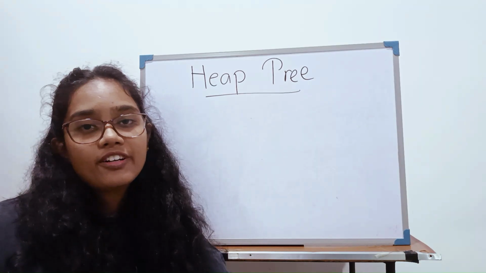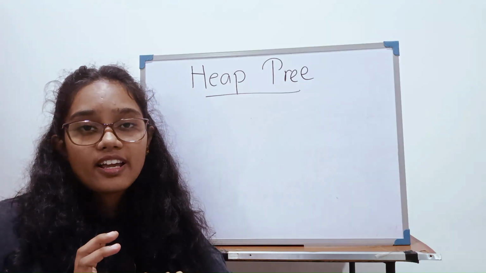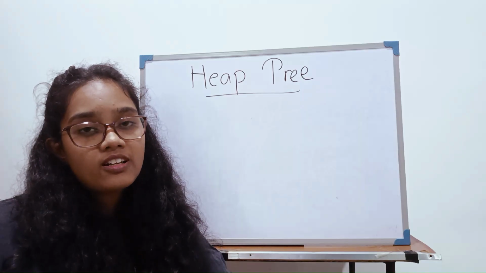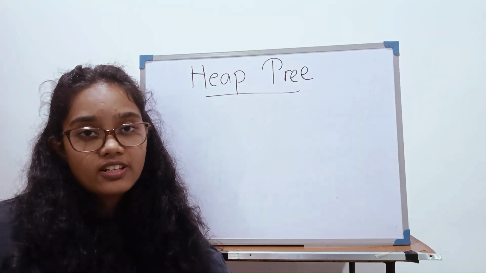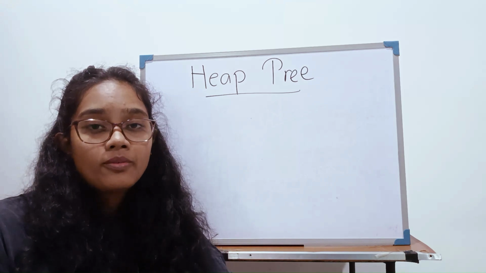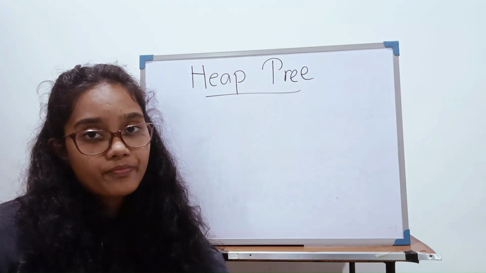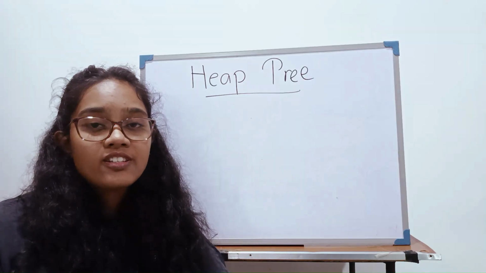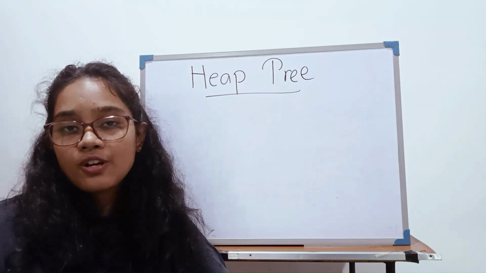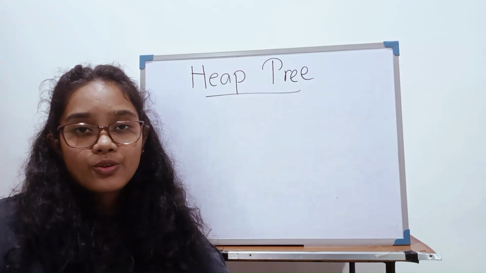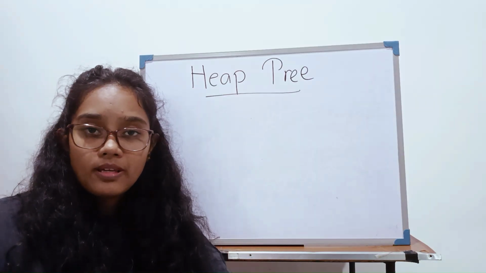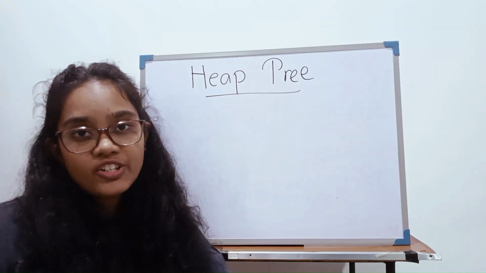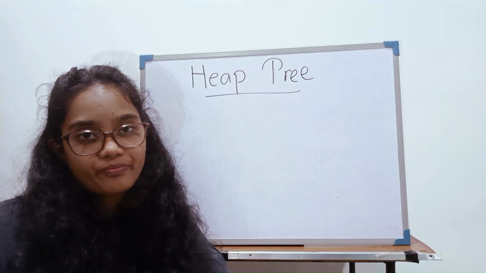So a complete binary tree means that every level, possibly except the last level, is completely filled. And it's filled from left to right. And all nodes in the last level are as far left as possible. So by shape property, we mean that a heap tree must be of the complete binary tree structure.